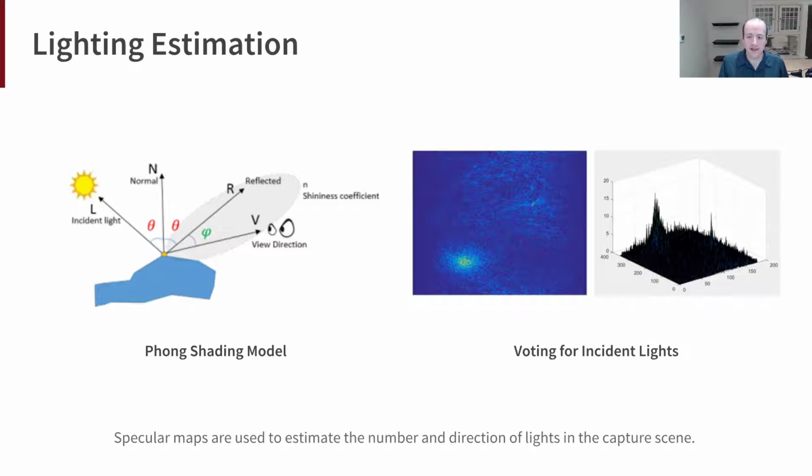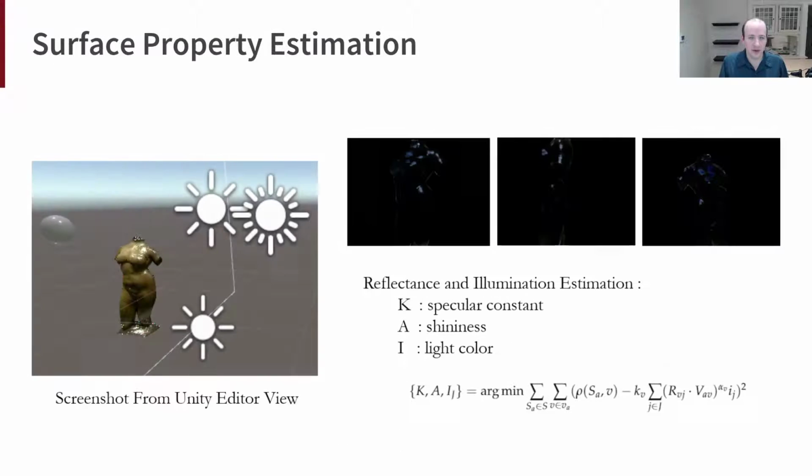The specular highlights essentially vote for lights, and a mean shift clustering is used to find local maxima. We then apply an optimization that computes variables for the Phong shading model, namely the color of each light, the specular constant K, and shininess coefficient, which are necessary for the model to be able to produce specular highlights on the rendered surface.